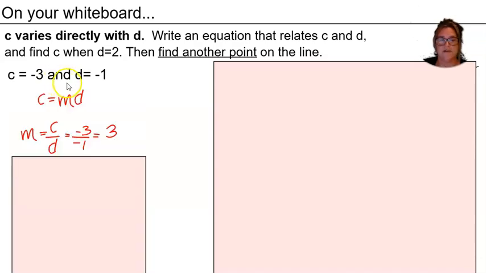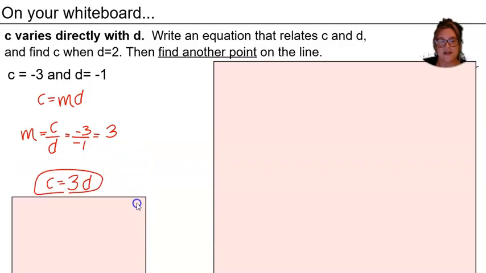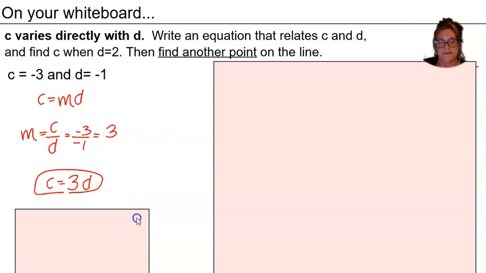Okay, so in our direct variation equation, since C varies directly with D, C is equal to the constant of variation times D. So to find that constant of variation, we take C, which is -3, we divide it by D, which is -1, and a negative divided by a negative is a positive. So our equation is going to be C equals 3 times D.